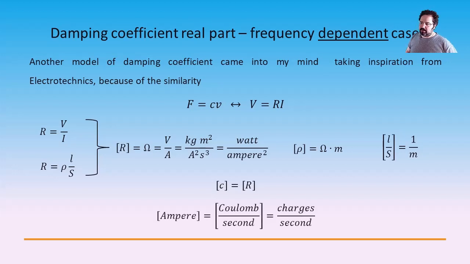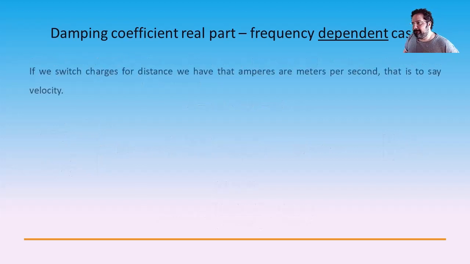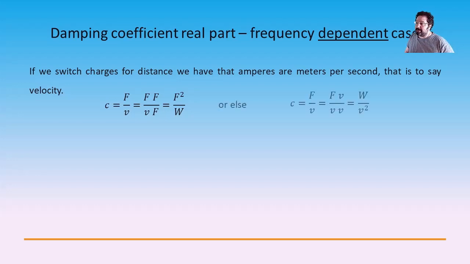And just to recall, ampere has a physical dimension coulomb over seconds, or charge per second. So if we switch charges for distance, we have that amperes are meters per second, that is to say velocity. So C can have this expression, force squared over watt power, or else C is watt power over velocity squared.